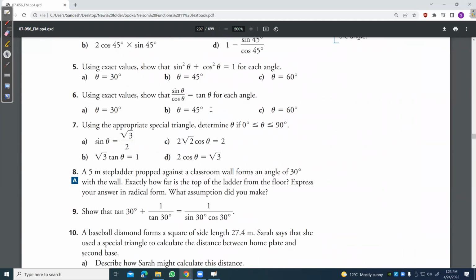Let's see which one we can do. Let's do a quick word problem.